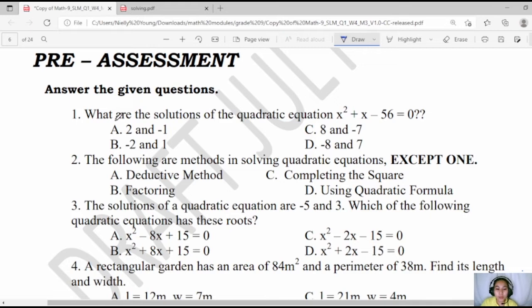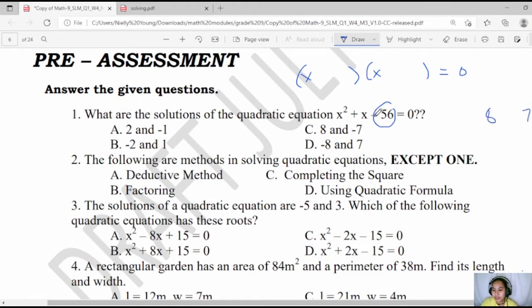Number 1. What are the solutions of the quadratic equation x squared plus x minus 56 is equal to 0? Okay, so we will use a factoring method. So that is (x)(x). All you need to do is find a factor of negative 56, and let us try 8 and 7.